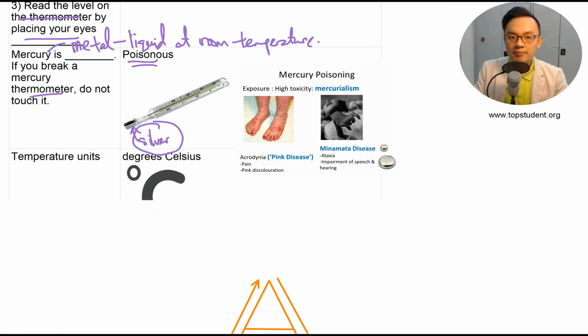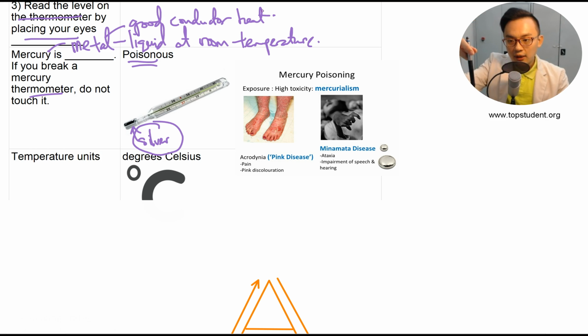And remember, what is metal? Metal is a good conductor of heat. So that's why when you put the mercury thermometer into a substance, it will quickly conduct the heat from the substance to the mercury, and then it will detect the heat very well. So that's a great material to make a thermometer with. The only thing is it's actually super poisonous.